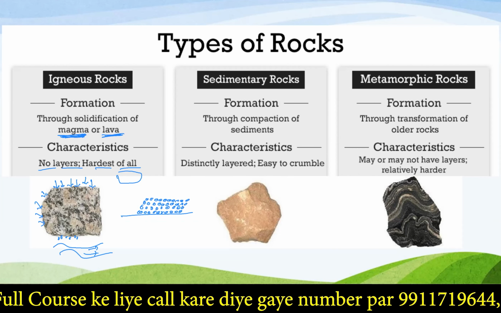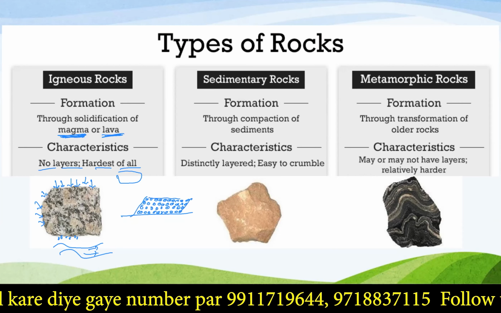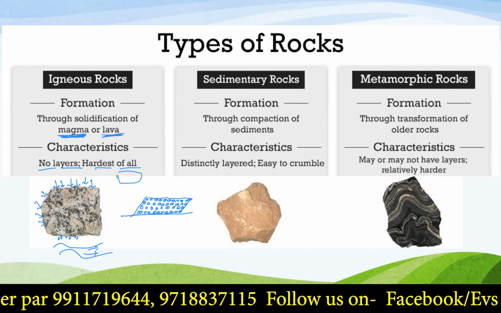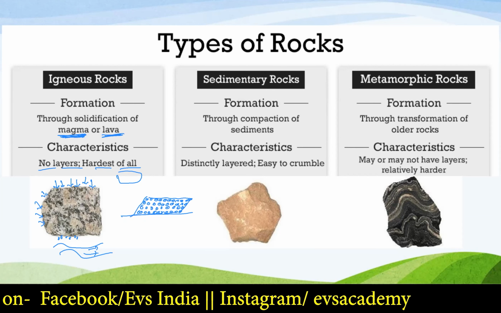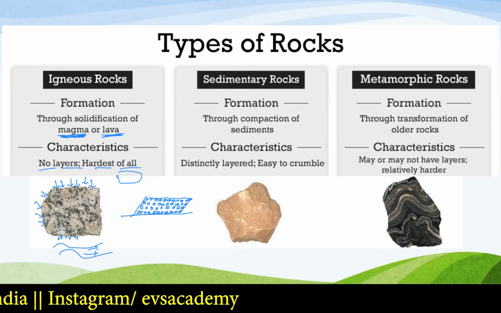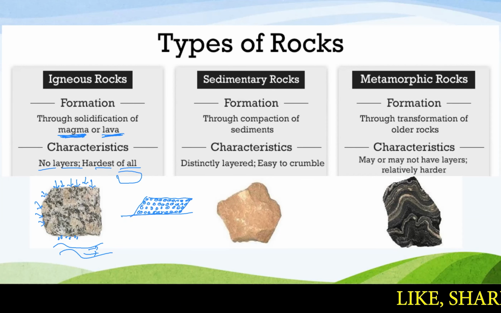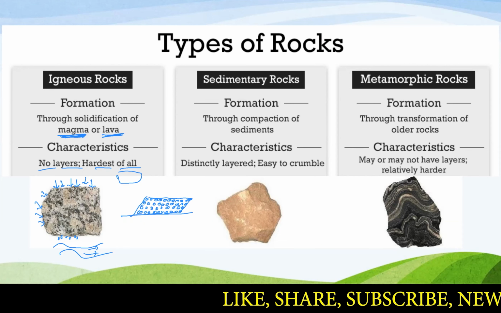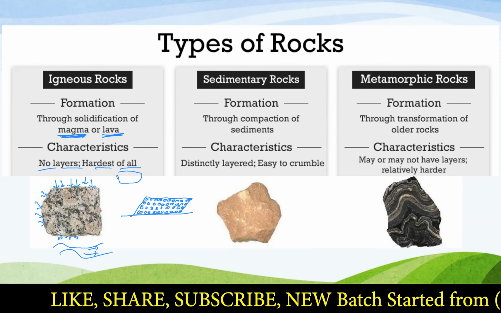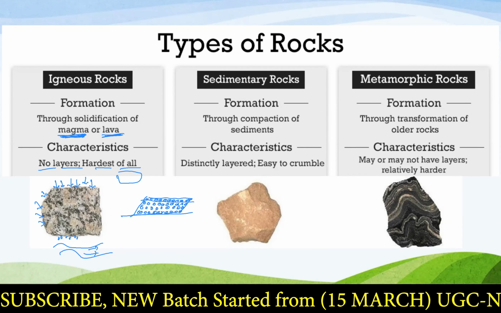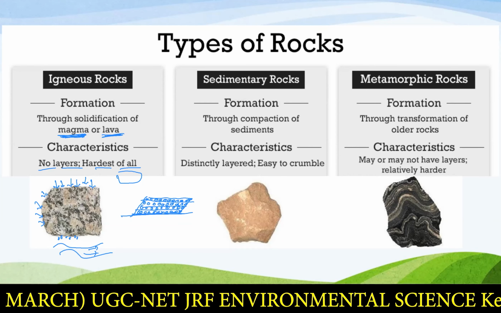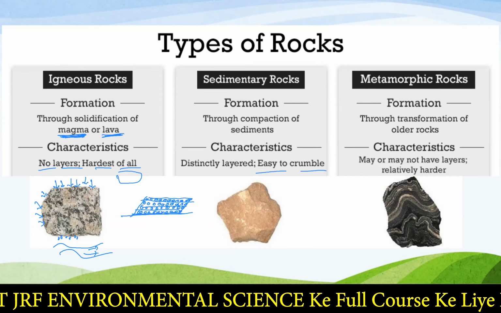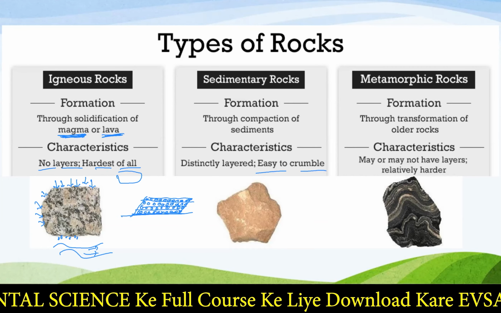And then through the compaction of these sediments, a new type of rock is formed. Compaction will take place due to the effect of temperature and pressure in the atmosphere, and the compaction will ultimately lead to a new type of rock formation. This type of rock is called the sedimentary rocks. So these are formed through the compaction of the sediments coming from the igneous rocks. The characteristic is that they are distinctly layered, because you can find the different layers of the sediments. So the rock is also layered in multiple layers, and these are easy to crumble as compared to the igneous rocks. That much hardness you cannot find in the sedimentary rocks.